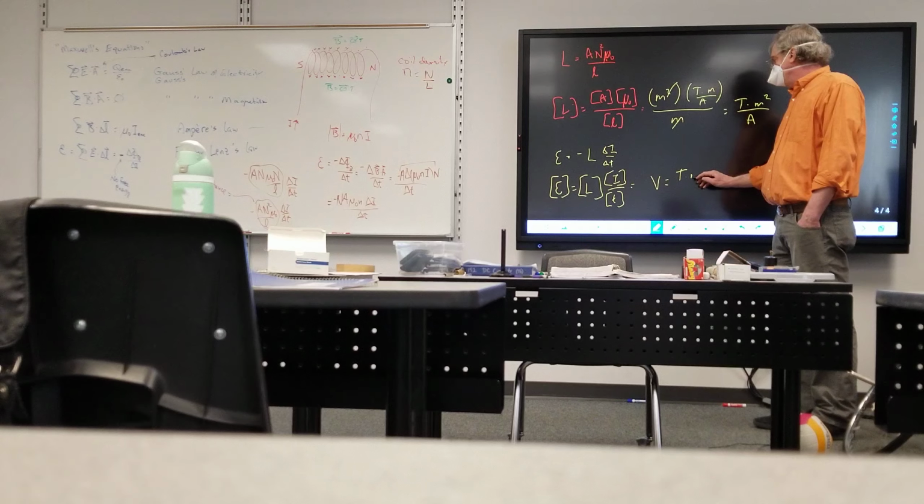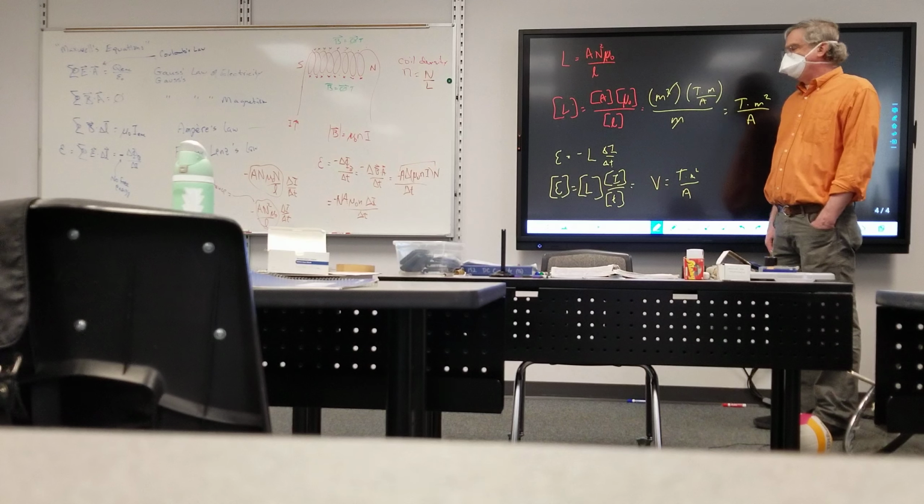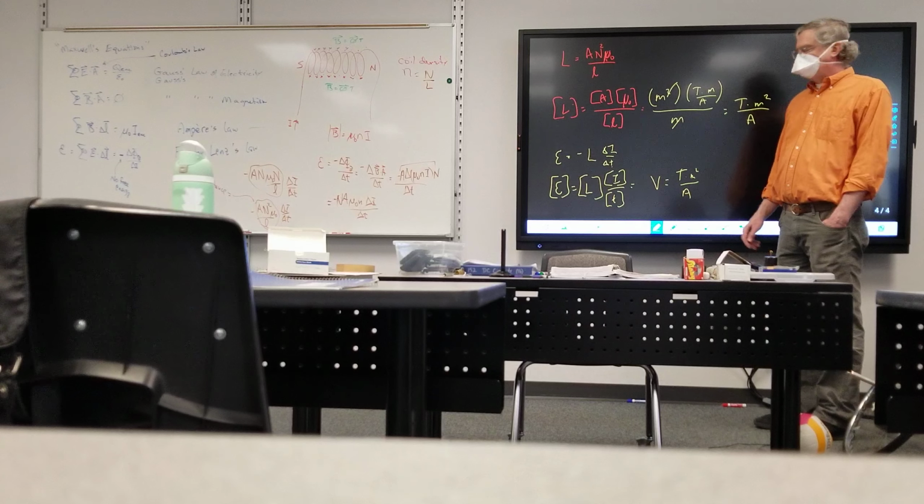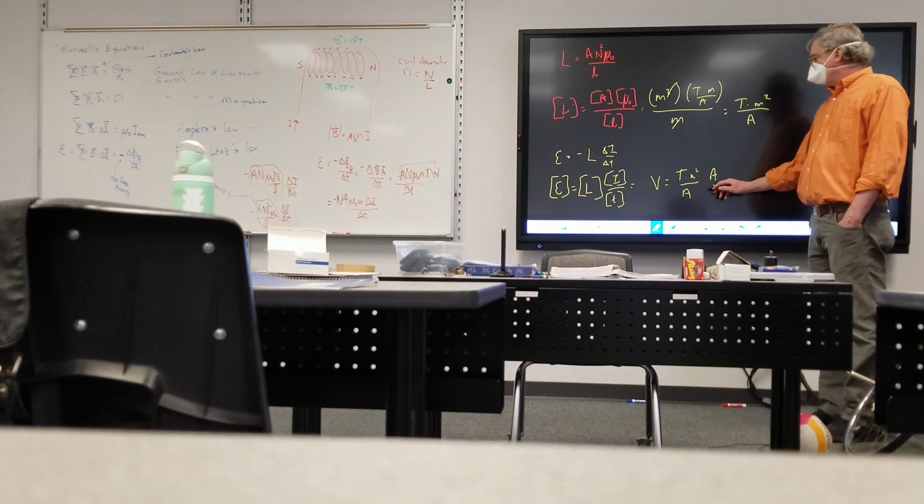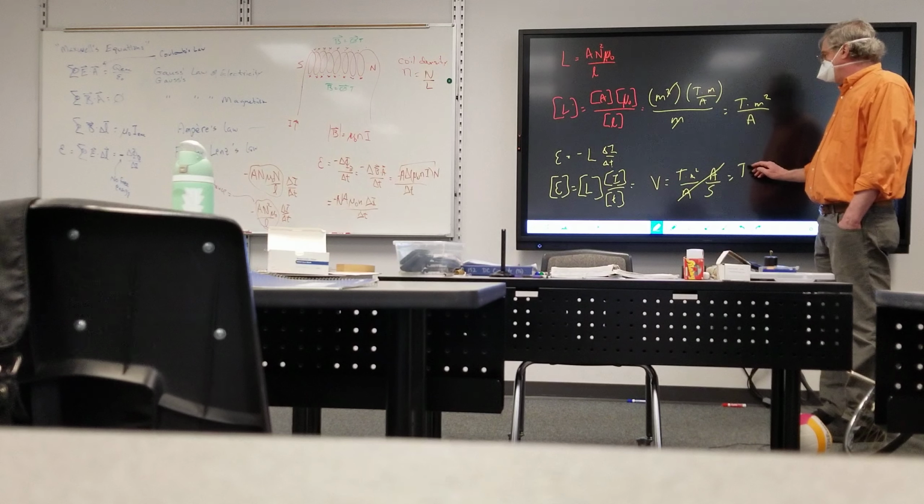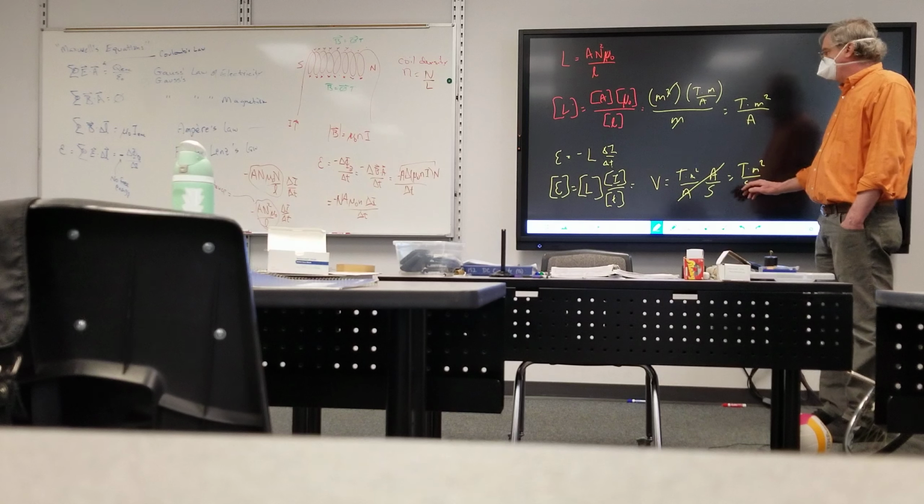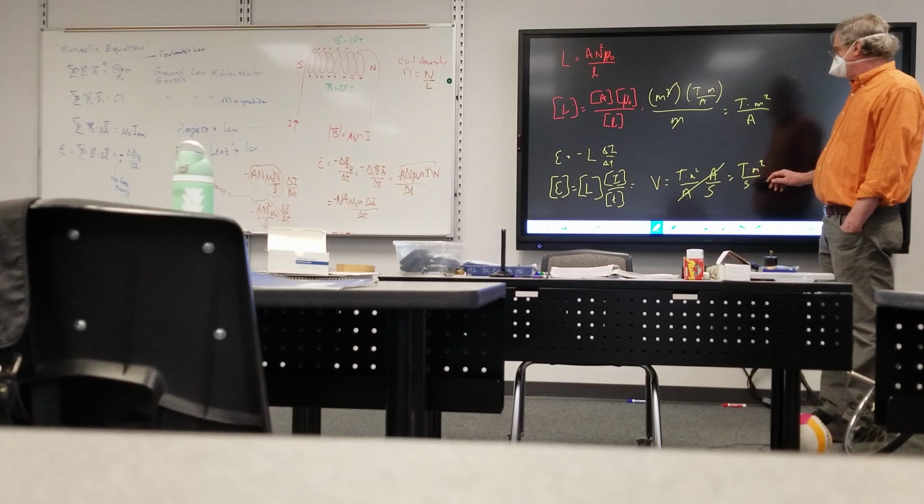All right, so we have volt is equal to, we're seeing if this works out, Tesla meter squared per ampere. Units of current, amperes. Units of time, seconds. Amperes cancel out, I now have Tesla meters squared per second. Is that the same as a volt?